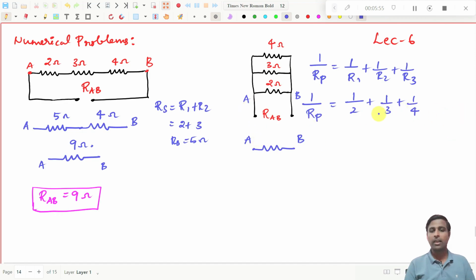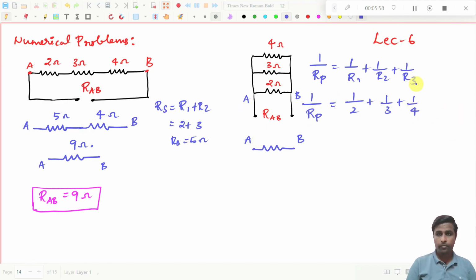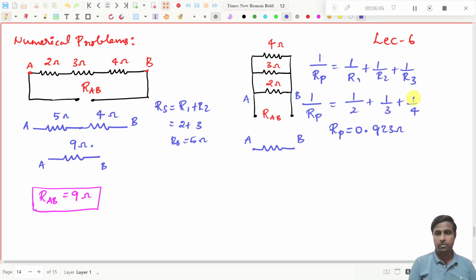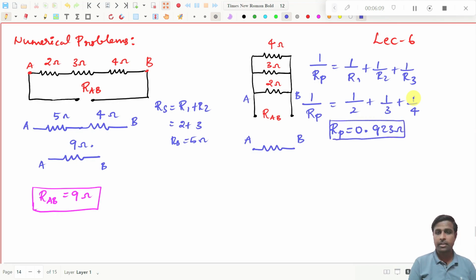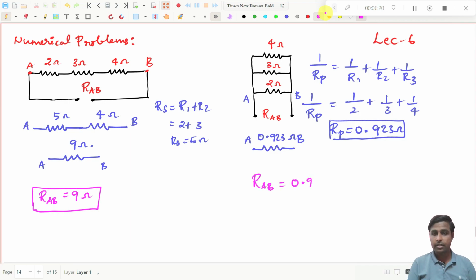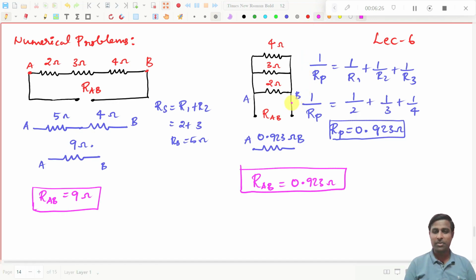Now what is the final value? If I simplify this value, I am getting Rp is equal to 0.923 ohms, right? And that is nothing but it will come here. That means 0.923 ohms, which means the final RAB value is 0.923 ohms, right? So this is the final value. And you come here now.